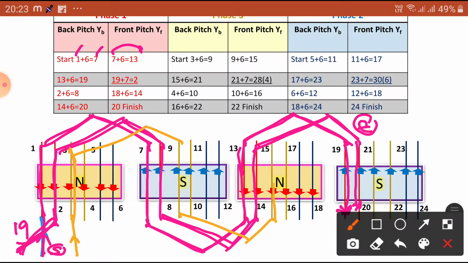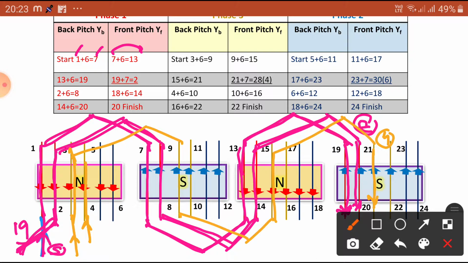and the 15th is connected to where? The 21st conductor. So this is the 21st conductor. Where is the 21 going to connect? 21 is connected to the 4th conductor. So this should be connected to the 4th. So where is the 4th? This is the 4th.